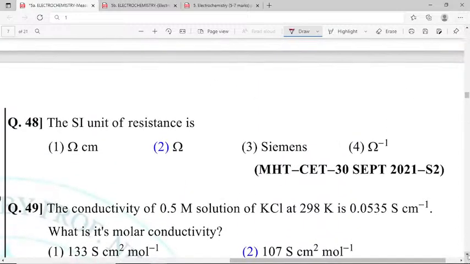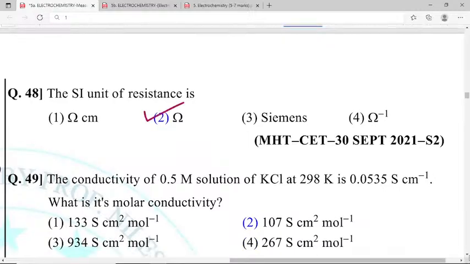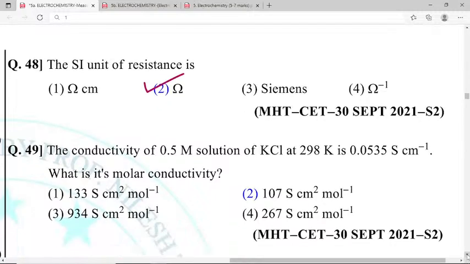The SI unit of resistance is ohm. So simple question, ohm.